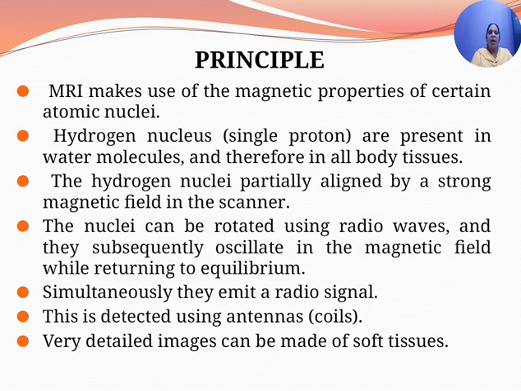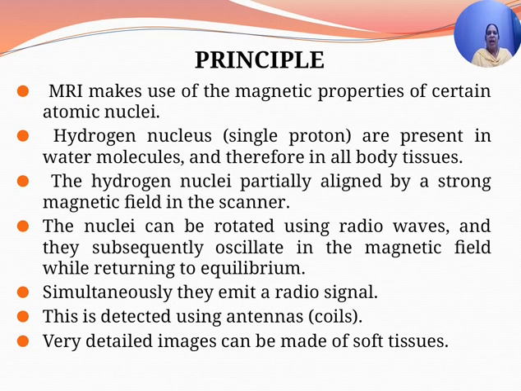The principle of MRI imaging. MRI makes use of the magnetic properties of certain atomic nuclei. Hydrogen nuclei, single protons, are present in water molecules, and water is present in almost all the living tissues in our body. Therefore, in all the body tissues, the hydrogen nuclei are partially aligned by a strong magnetic field in the scanner.